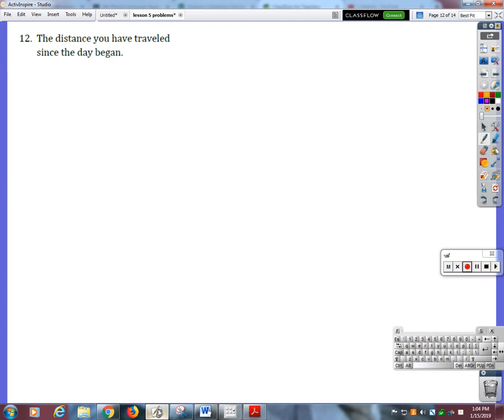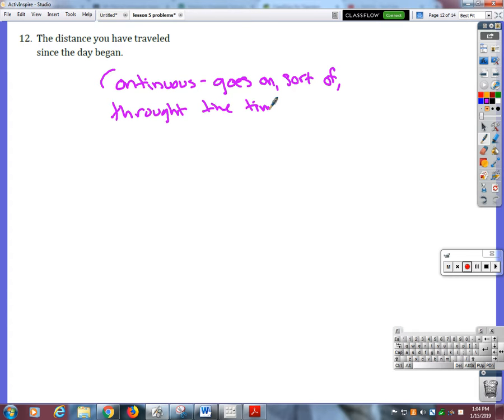Riley, would this be continuous or discrete? Number 12, the distance you've traveled since the day began. Good. Can you give me a reason why? Yeah, right. There's always all the points in between the points. I was just writing down what you said because I was just being funny. Continuous because it goes on sort of through the time scale. Right. Oh, through. I said through.